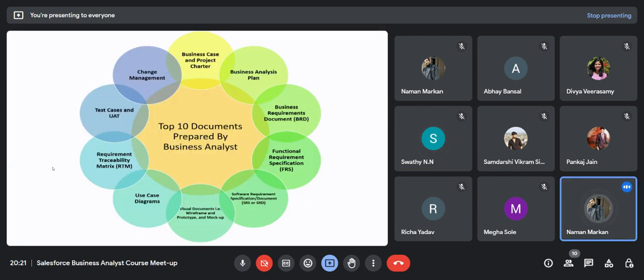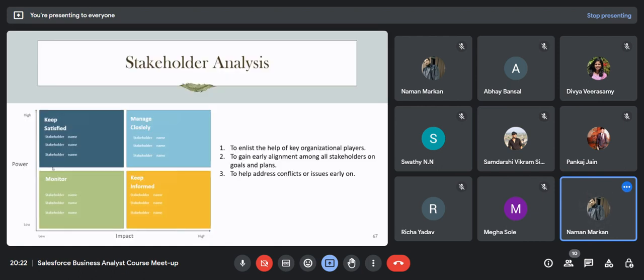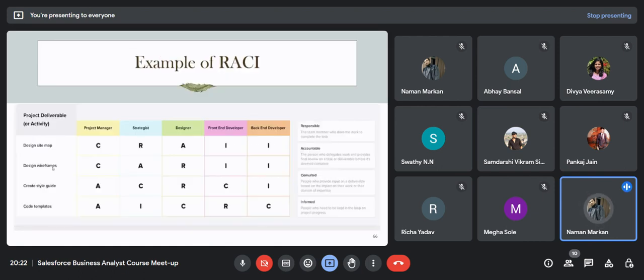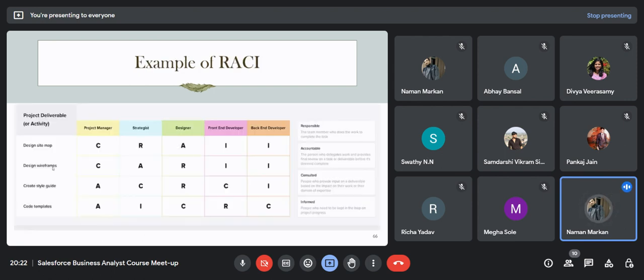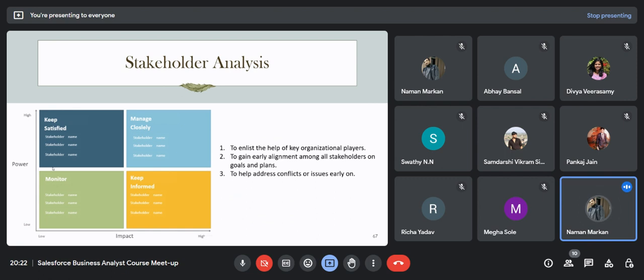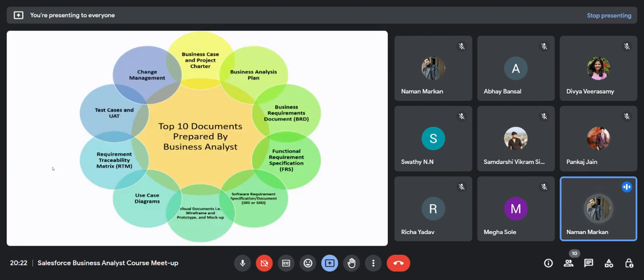And then we will be looking into the different types of documentation. First we looked into stakeholder analysis. We also looked into a few RACI charts. We also looked into the glossary of terms. Then we have more types of documents which are involved and which are prepared by the business analyst himself, right?